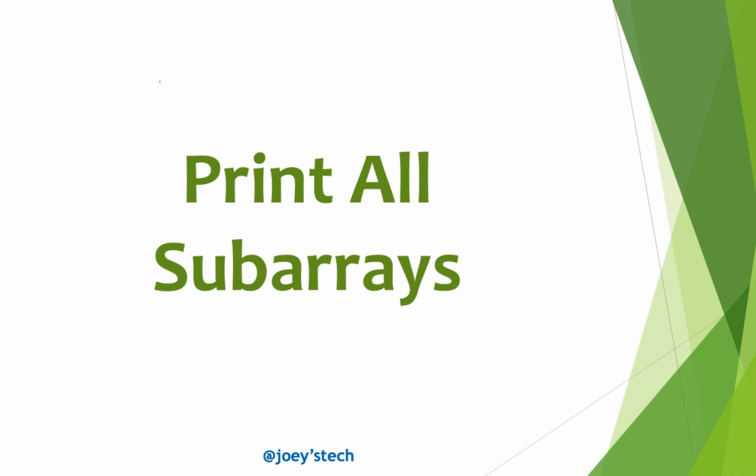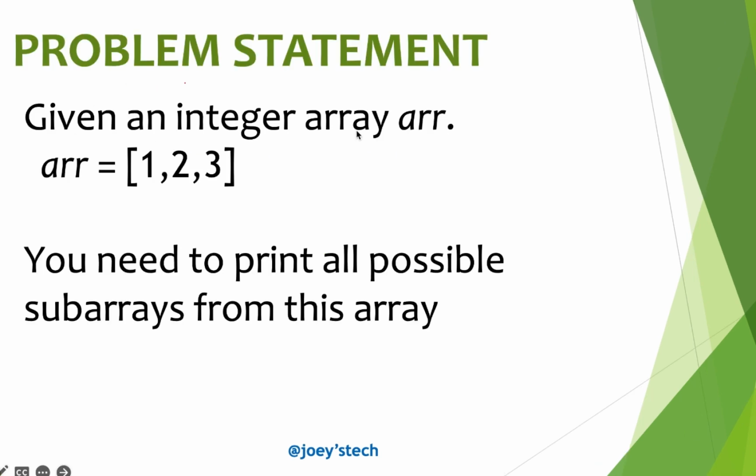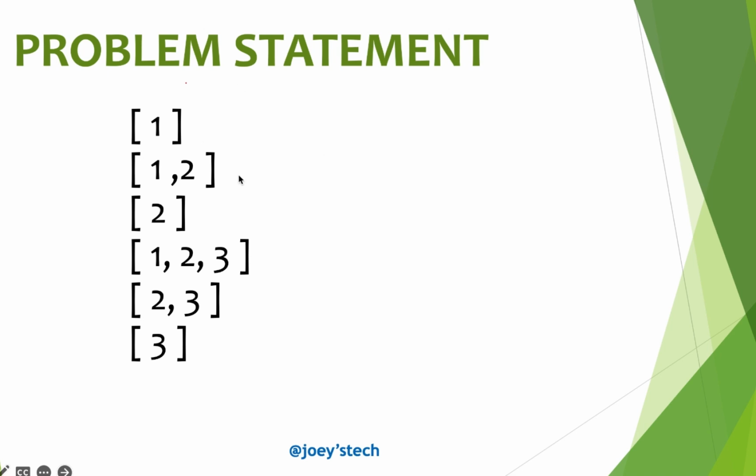So without further ado, let's move to the problem statement, which is: given an integer array ARR, and let's say the elements in ARR are 1 to 3. You need to print all possible sub-arrays from this array: 1, 1 and 2, only 2, 1, 2 and 3 all, 2 and 3, and 3. I think the problem statement is clear to you, so now let's move towards solving it.